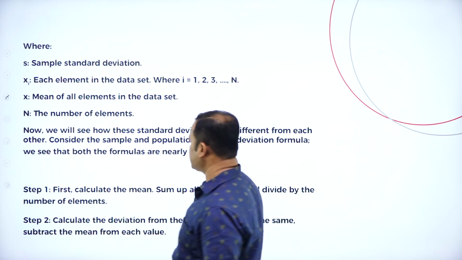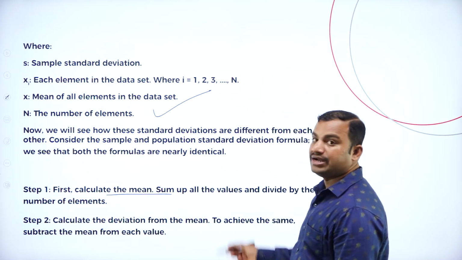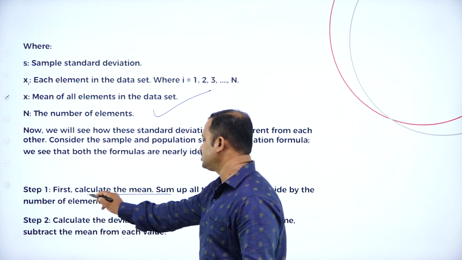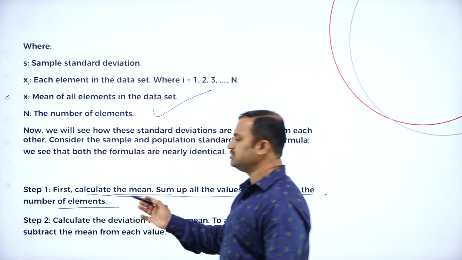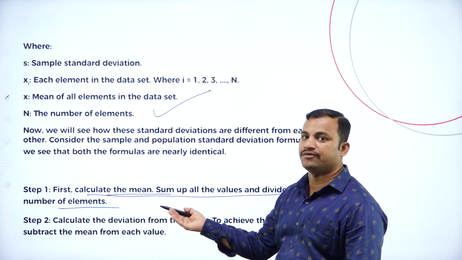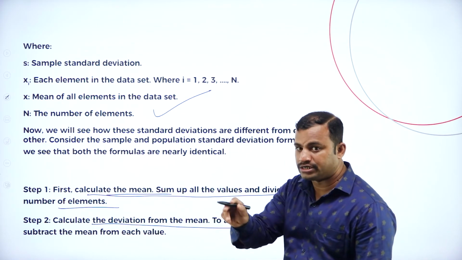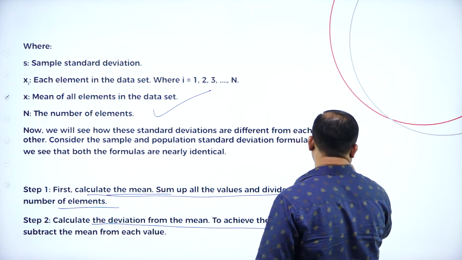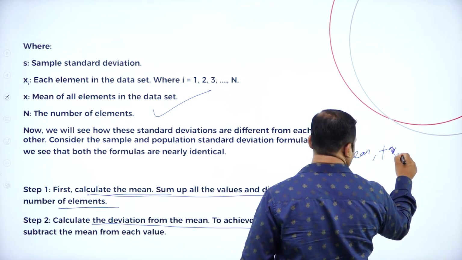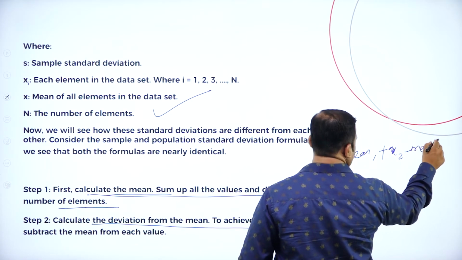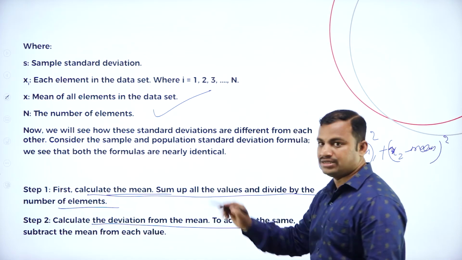In this case, we first calculate the mean. All these are the textual information related to that. First calculate the mean: sum up all the values and divide by the number of elements. That is the mean. Then calculate the deviation from the mean for individual observations, where x1 minus mean, x2 minus mean, whole square of that. That is done here in step 2.